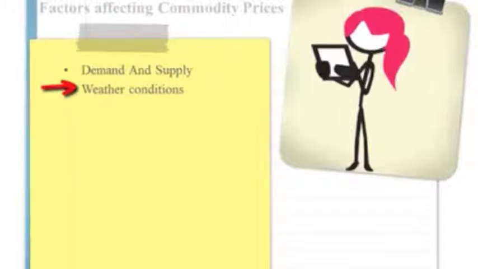Next is weather conditions. A majority of commodities traded in the world markets are agricultural goods, and the production of these goods depends on the weather. Sudden changes in climatic conditions like inadequate rainfall or droughts might affect the availability of agricultural goods in the world market, which causes scarcity and pushes commodity prices northwards.